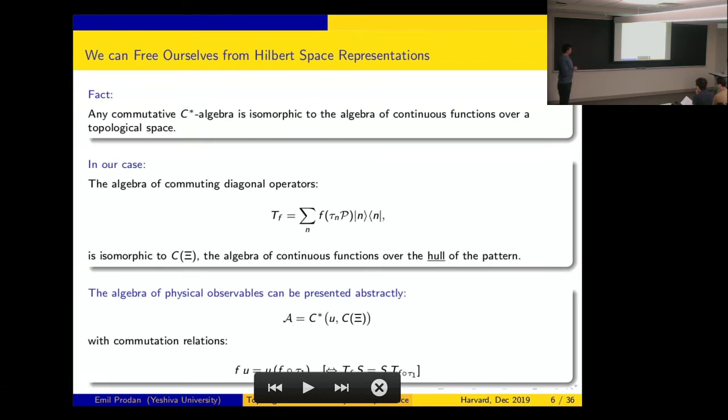Now there is a fact: any commutative C-star algebra is isomorphic to the algebra of continuous functions over some topological space. And in our case, the algebra of these commuting diagonal operators turns out to be isomorphic with the algebra of continuous functions over the hull. And I just told you the hull will have a major role, and here it enters. So at the end, I can state very abstractly that the algebra which supplies any Hamiltonian over this pattern is in fact generated by a unitary operator, the algebra of functions over the hull, together with commutation relations.